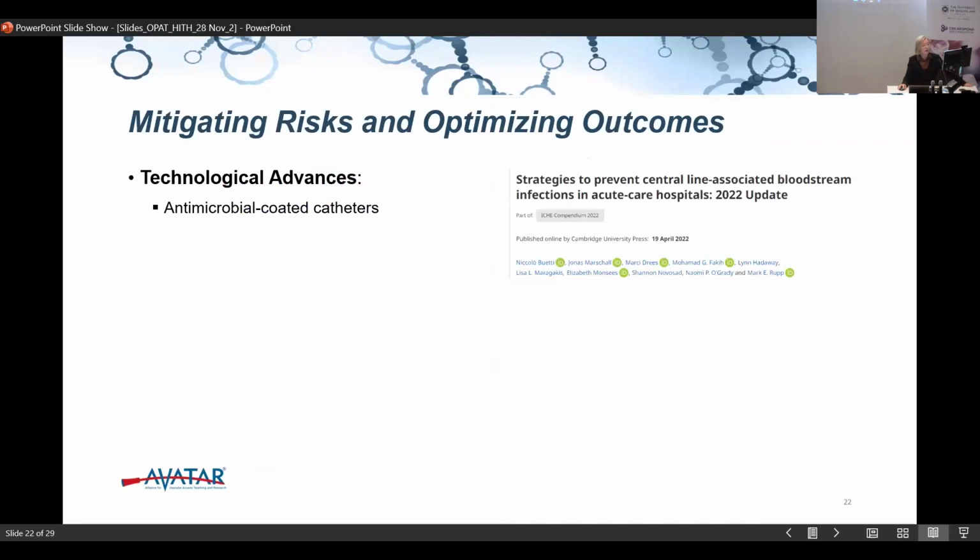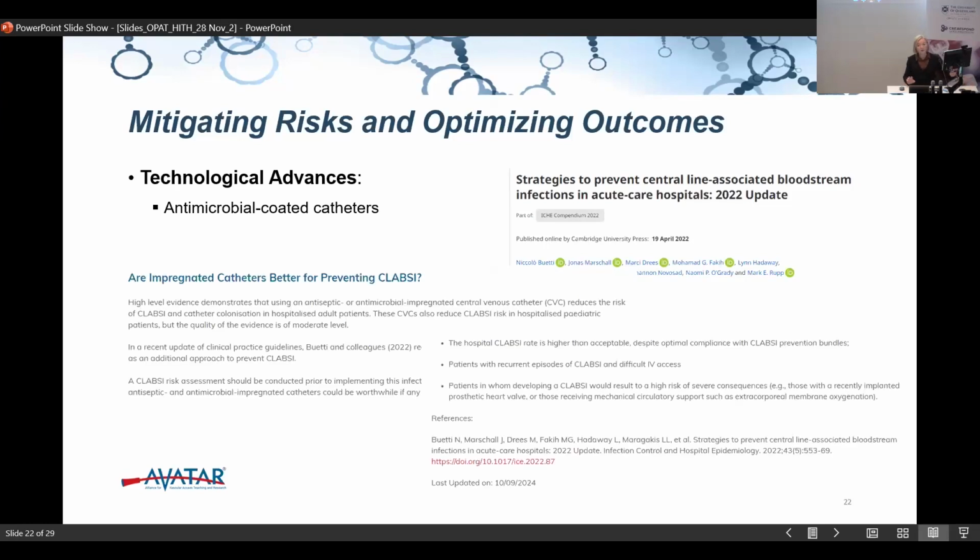And Buetti had an article in 2022 around the updates on preventing bloodstream infections in acute care hospitals. And one of the components of that in the summary is there on the Avatar site to look at around antimicrobial impregnated catheters, coated catheters. And there is high-level evidence to say it demonstrates that it does reduce infection risk. There's only moderate-level evidence for pediatrics.